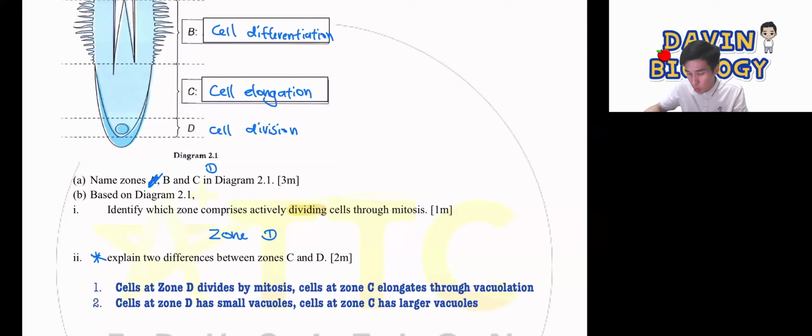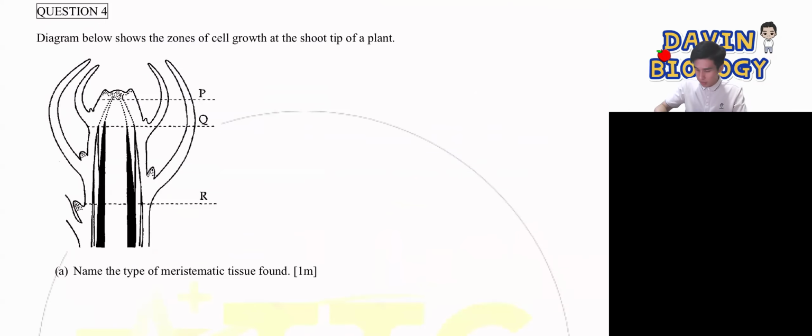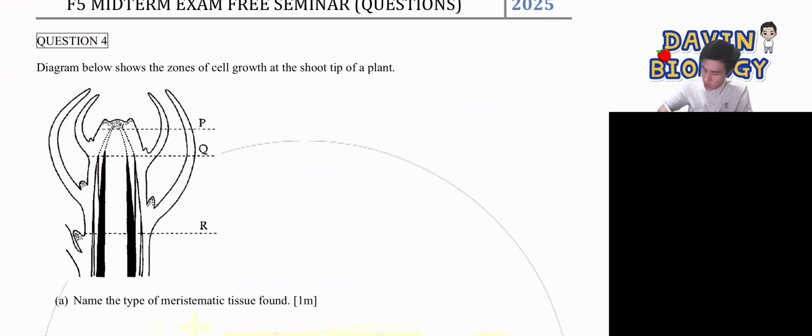Then let's also do this one. This also is quite an interesting question. Actually, last time when I taught your chapter one, we did this before already, but never mind, let's just try again. So again, primary growth, very standard one. They show three zones. So besides labeling the three zones, look at the question. They ask, name the type of meristematic tissues found. This is at page 14, question 4.